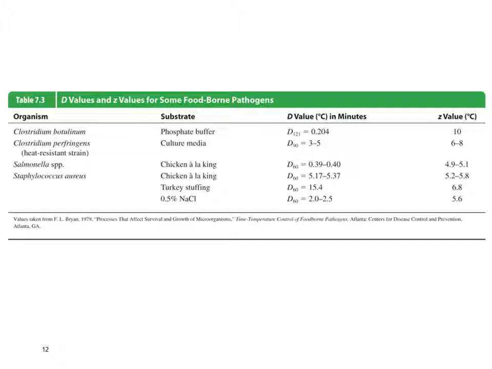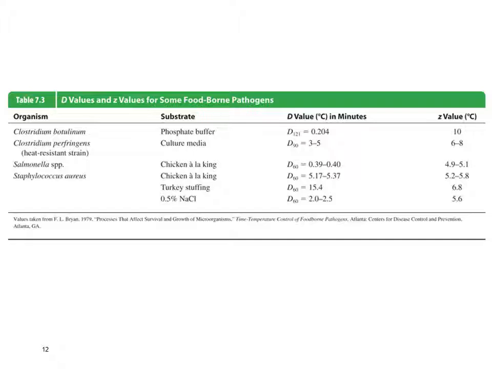So let's look at the D value for these spores at 121 degrees, and you can see that the D value is 0.204 minutes at that temperature for Clostridium botulinum. Therefore, this tells us that it would take 12 times D, or 12 times 0.204, which equals 2.5 minutes, to reduce 10 to the 12 spores to 1 spore by heating at 121 degrees Celsius.